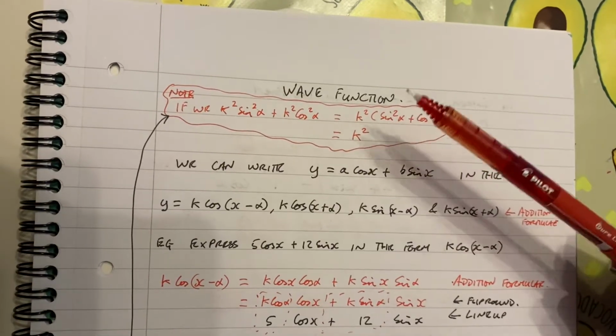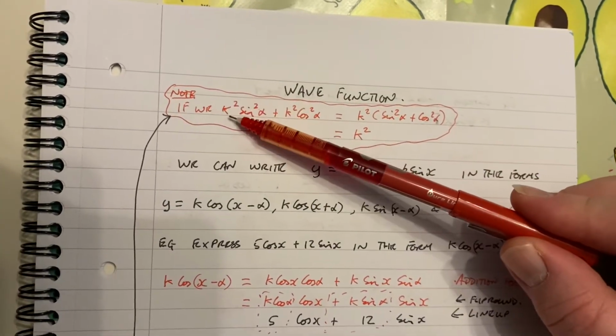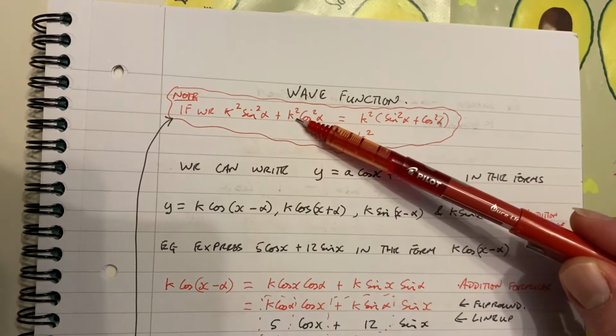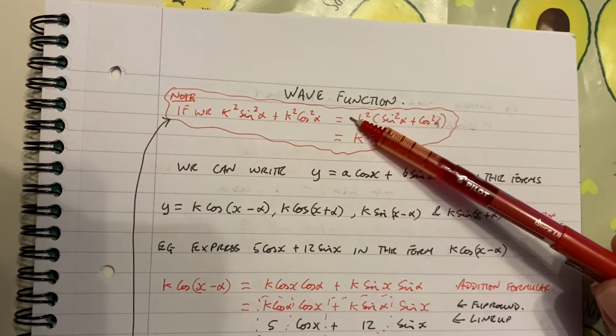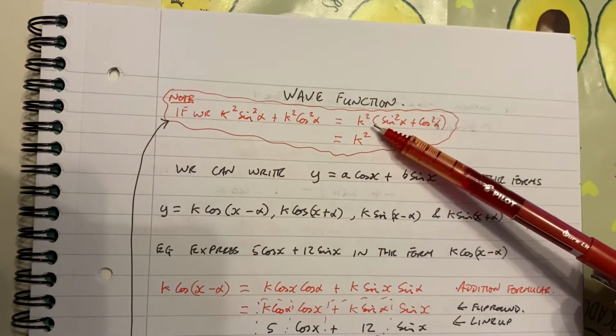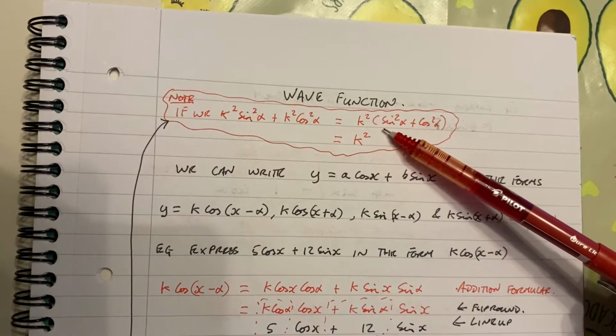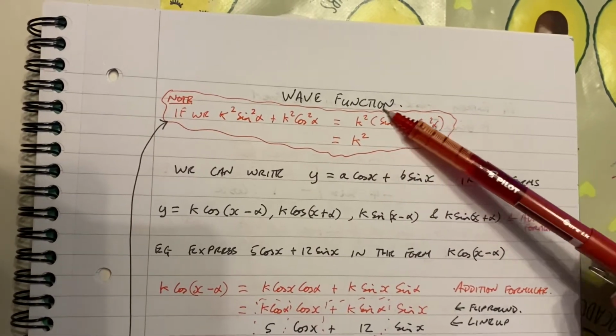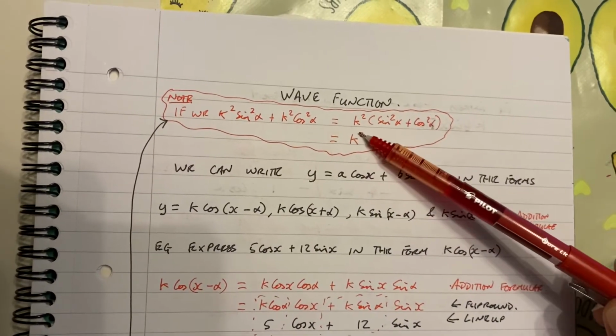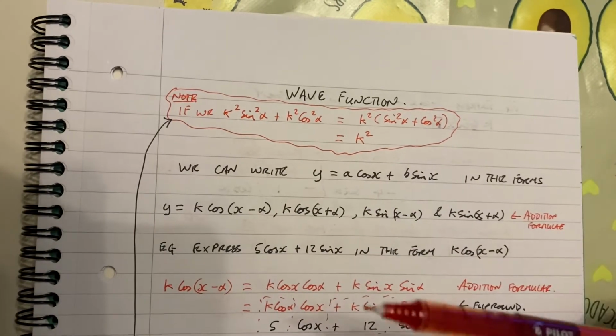Okay, this week we're doing wave function. So just noting something, k squared sine squared alpha plus k squared cos squared alpha. We pull the common factor of k squared out, we get k squared bracket sine squared alpha plus cos squared alpha. That's 1, which means we're left with k squared, which is useful further down.